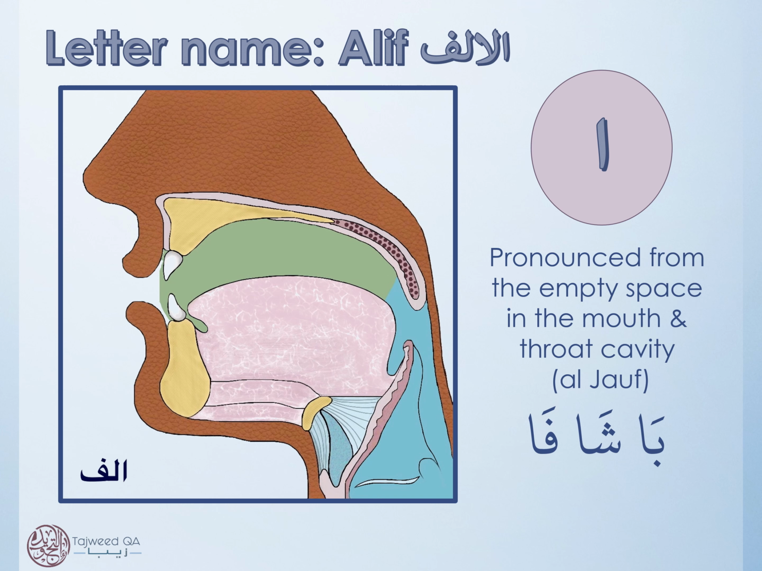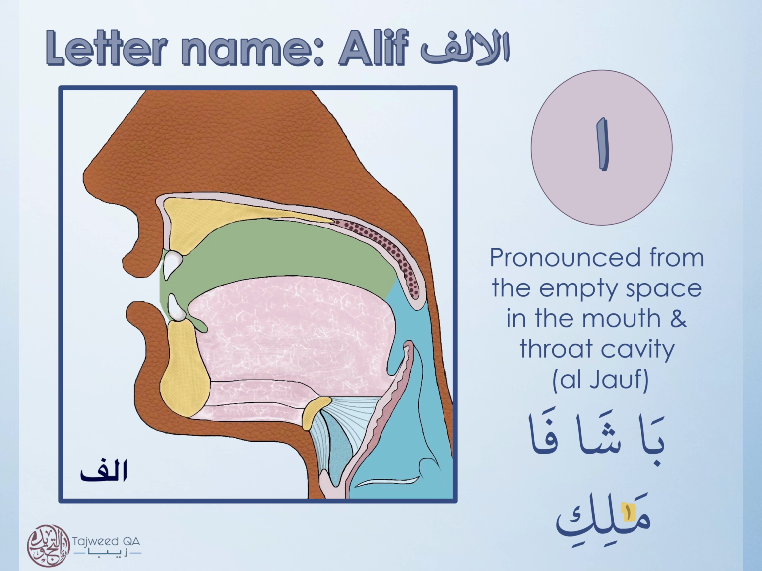So the alif can either be written like you can see here as a straight line, or it can be written as a small dagger sign. In Surah Fatiha we have Maliki, Maliki, not Maliki, Maliki. So this alif is lengthened for 2 counts.